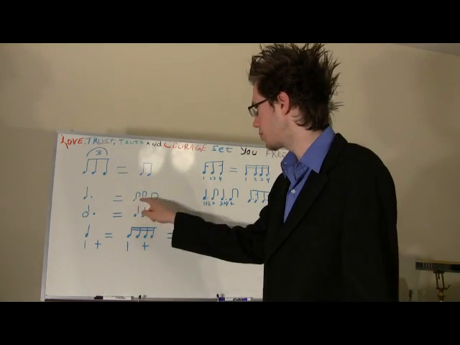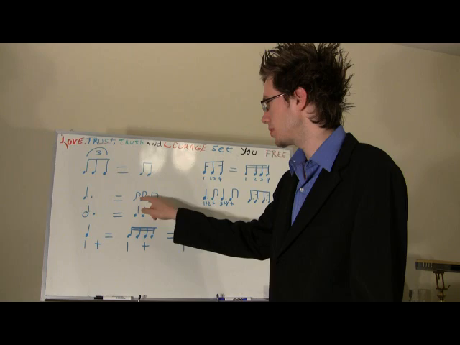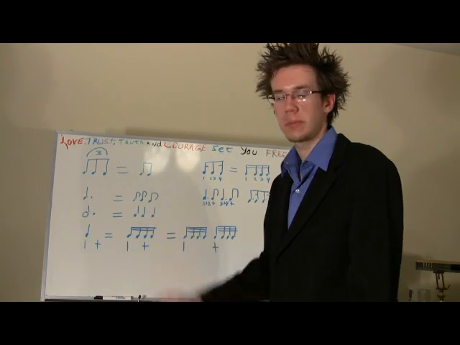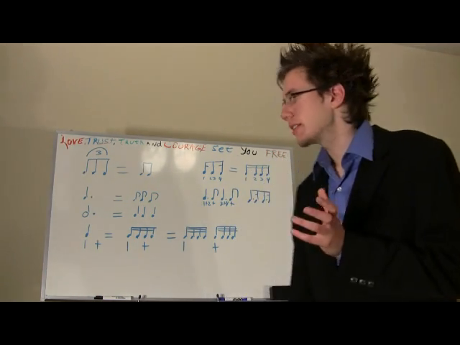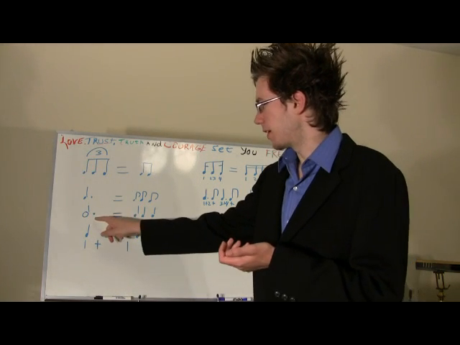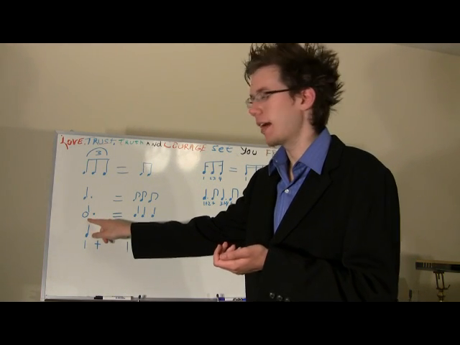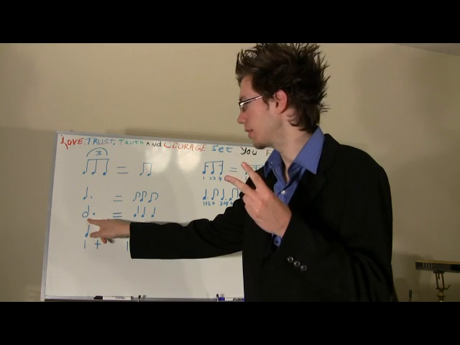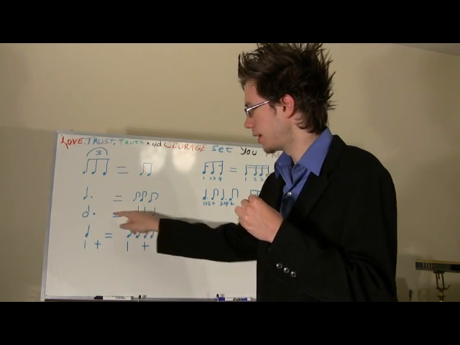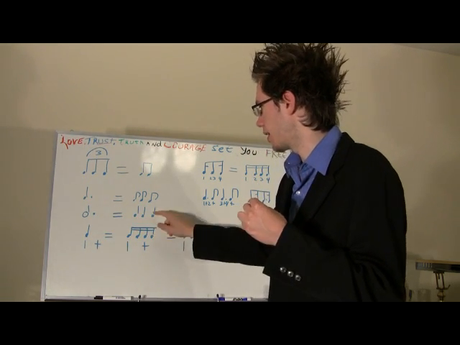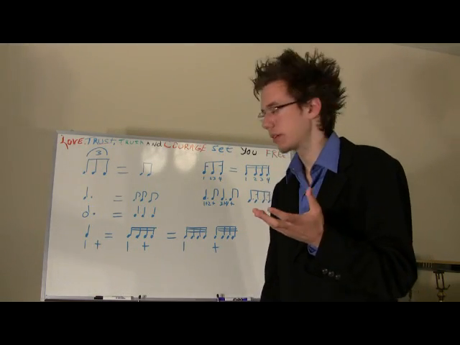So if each one of these was 50%, that's 50%, 100%, 150%. So that's how a dotted note works. It's the same principle here. So we have a half note. A half note would normally have 2 quarter notes in it. So 1, 2. Now we add the dot, so that has another quarter note added into it.